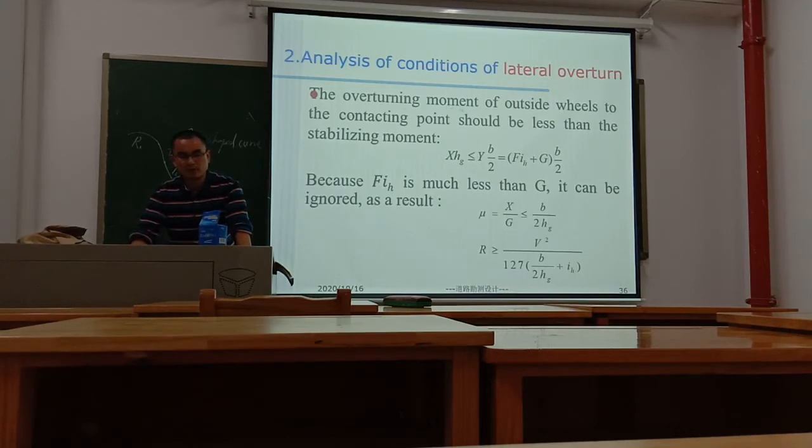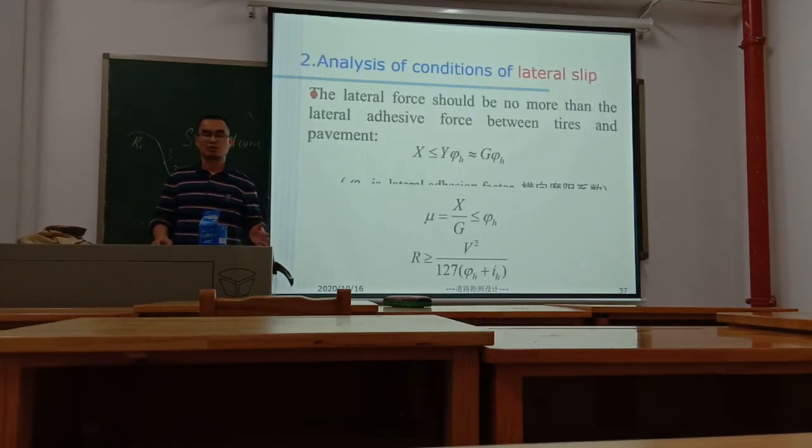The overturning moment of the outside wheels about the contact point should be less than the stabilizing moment. H_g is the height of the gravity center. B is the width between the left wheel and the right wheel.